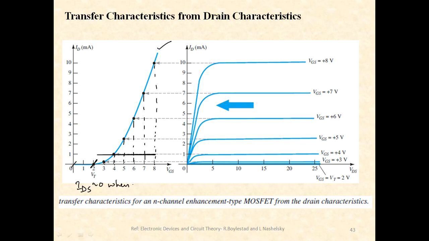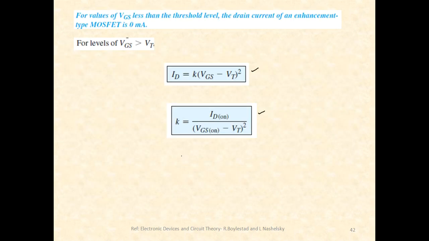IDS is almost 0 when VGS is lesser than VT. VT is the threshold voltage. When VGS is greater than VT, only then the current flows, and only then the current will be of a significant value. Now let us focus on the shape of the transfer curve.